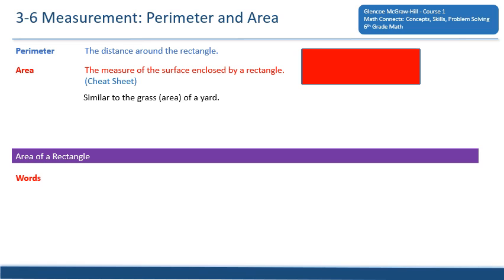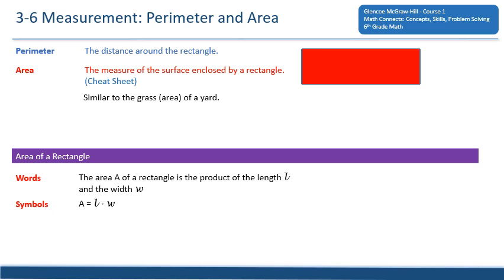Area of a rectangle. In words, the area of a rectangle is the product of the length L and the width W. So in symbols, we would say A equals L times W, or area equals length times width. And the model is L and W with a rectangle. Area is the space inside.